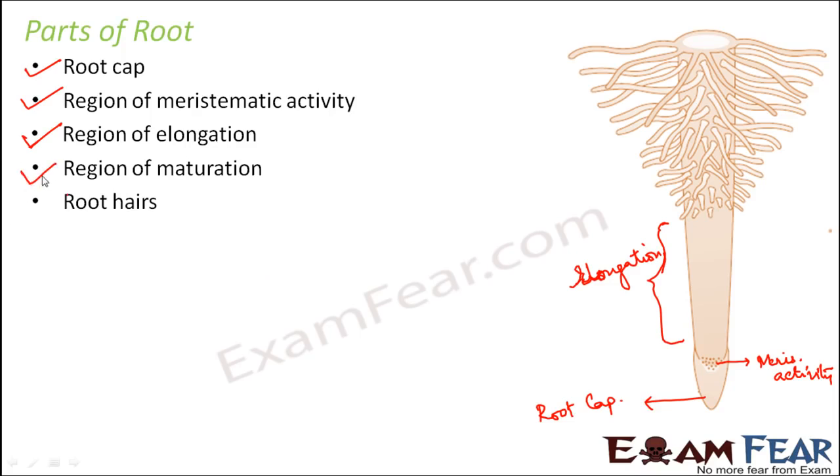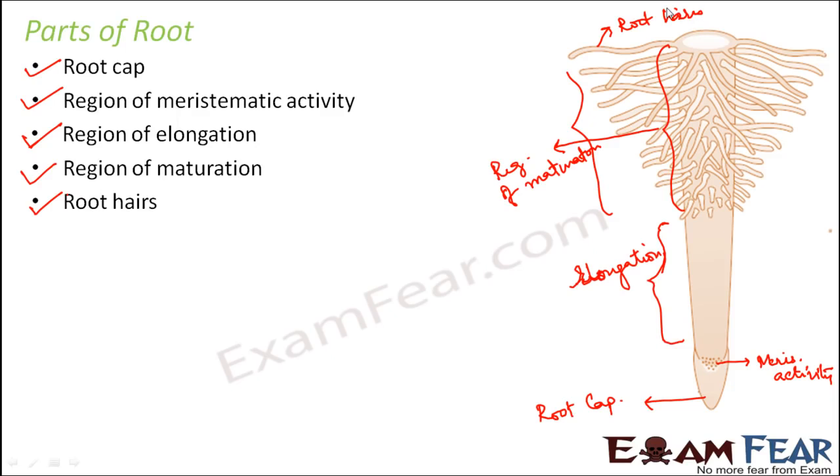The fourth one is the region of maturation. Where is the region of maturation? Again, slightly above this, somewhere around this area. Basically, I am talking about this area. So this is the region of maturation. And the last one is root hairs. These hair-like structures which you see are nothing but root hairs. So these are the different parts of a root. Now as we go ahead, we will talk about each of these parts in detail.